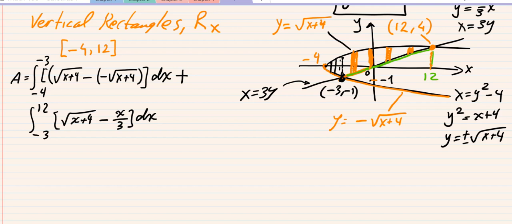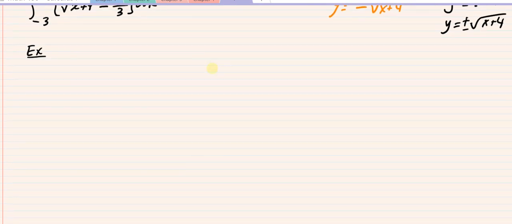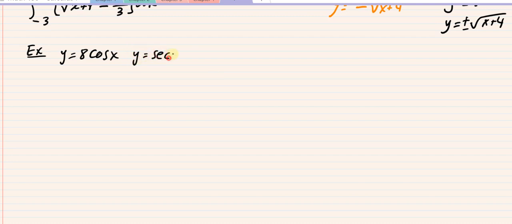All right, let's take a look at another example here. In this example, we want to find the area between two curves. Let's say one equation is y equals 8 cos x, and the other equation is y equals secant squared x. We're going to look at the interval from negative pi over 3 to pi over 3. That's where the points of intersection of the two are going to be.